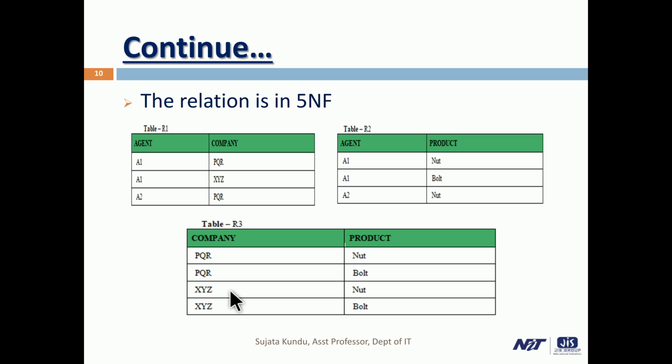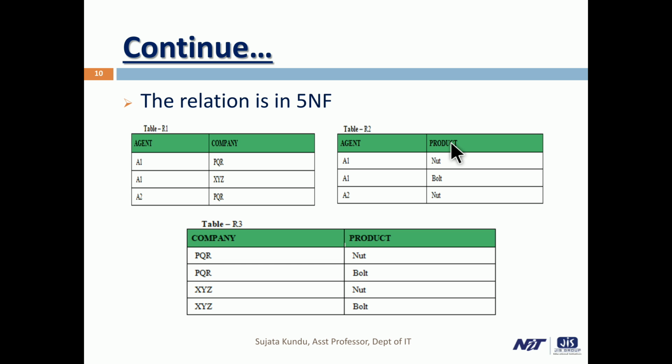So the result of the natural join of R1 and R3 over company gives a new table, that is R13, and the natural join of R13 and R2 over agent and product will be the table ACP. If I get back the table ACP, then this holds the concept of joint dependency.